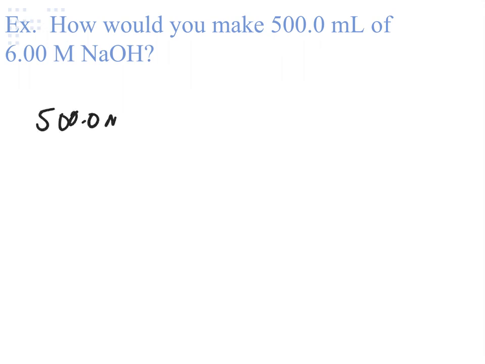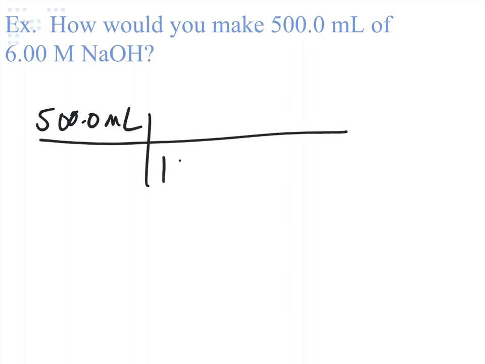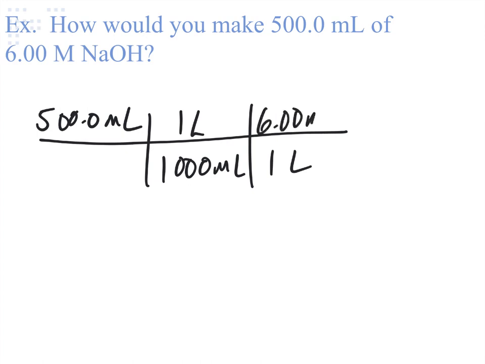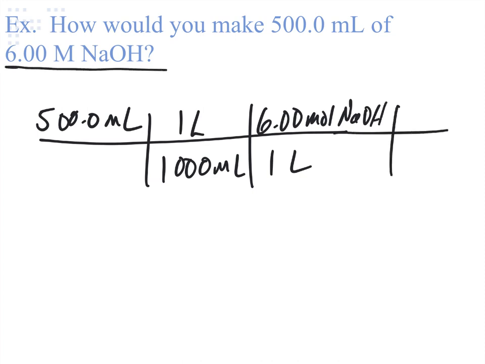500.0 milliliters of the solution that we want. Of course, it's in moles per liter, so what we're going to do is transfer that to liters by changing our milliliters to liters. And I want a 6 molar solution, so I'm going to use the molarity in moles per liter as a conversion factor here. So 6.00 moles of NaOH is 1 liter. This 6 molar solution is this 6.00 moles per liter.